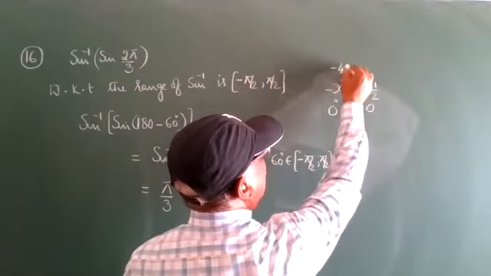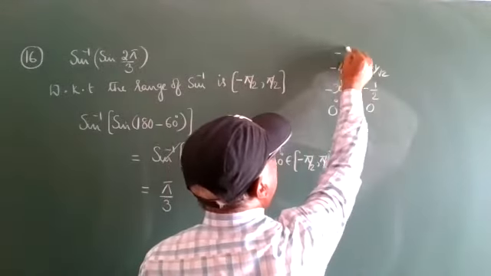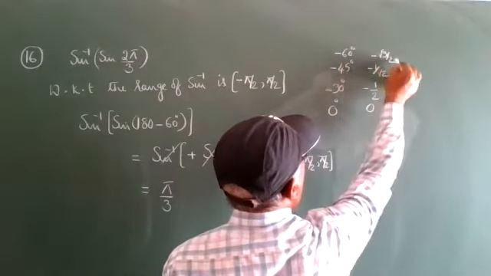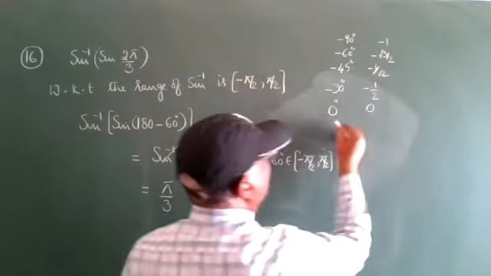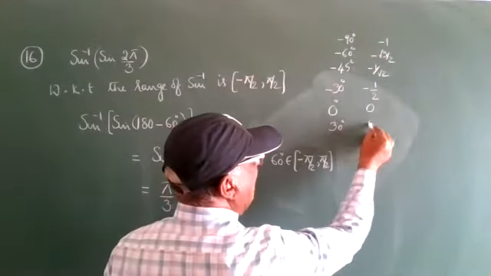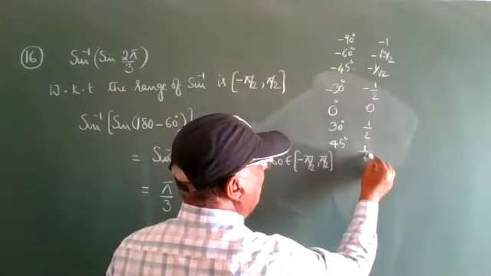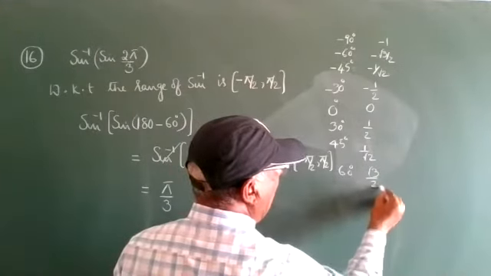Minus 45 degrees is minus 1 by root 2. Minus 60 degrees is minus root 3 by 2. Minus 90 degrees is minus 1. 30 degrees is plus half. 45 degrees is plus 1 by root 2. 60 degrees is plus root 3 by 2.